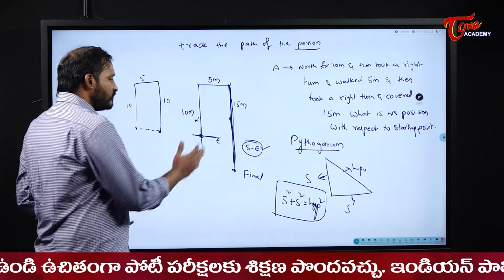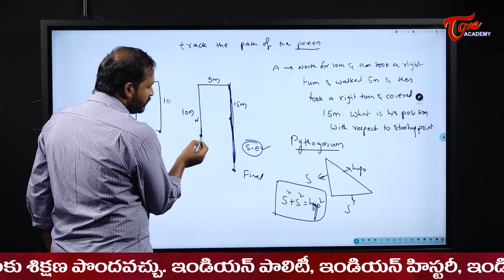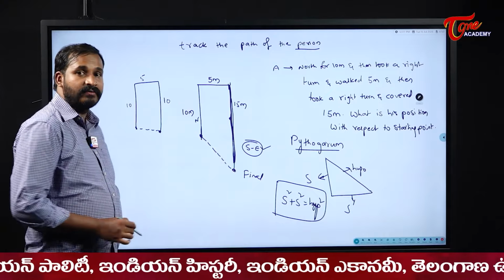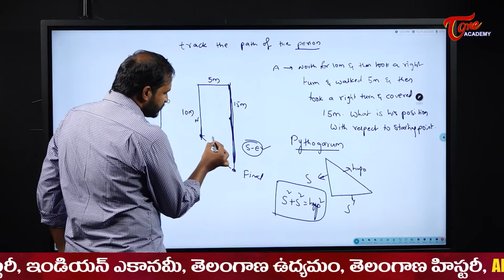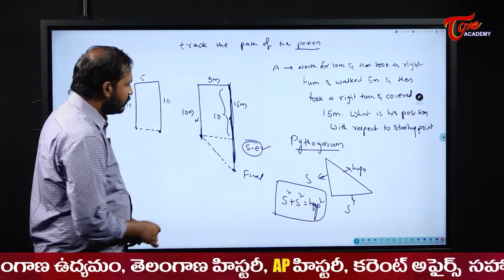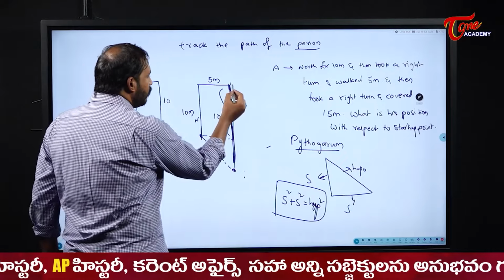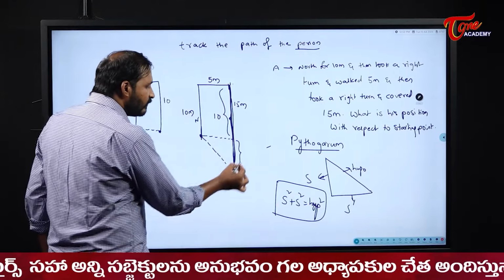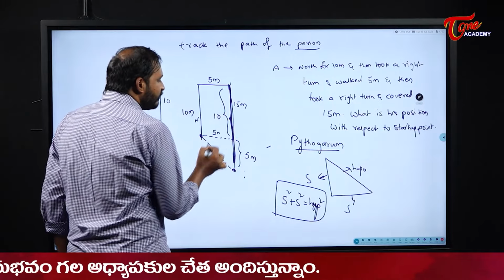Why, sir, and where? Now see here, if they ask us the distance between the starting point and the final point, we need to find this one. If I extend this, if this is 10, what about this, students? 10, right? If this is 10, what about this distance? That also becomes 10, sir. Yes, that is correct. Now if this is overall 15, what about this? This will become 5 meters. If this is 5 meters, this also becomes 5 meters.